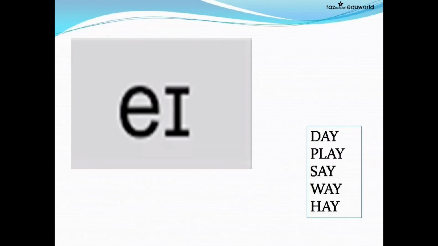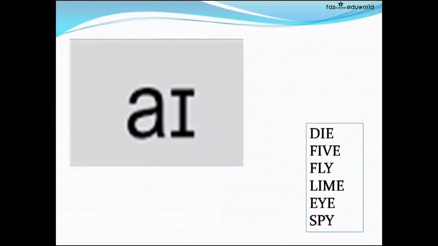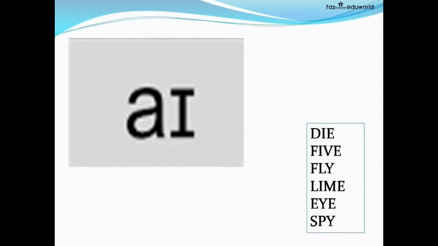The second diphthong is I, a plus e, I, as in die, five, fly, lie, I, spy. The diphthong is I.